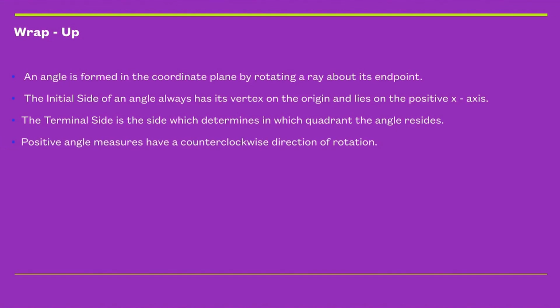Positive angle measures have a counterclockwise direction of rotation. So if we rotate that initial side counterclockwise, it's going to wind up being a positive angle measure. And if we rotate that initial side clockwise, it's going to wind up having a negative angle measure.